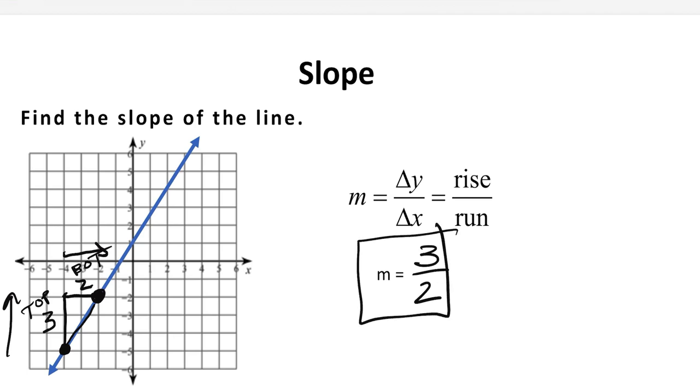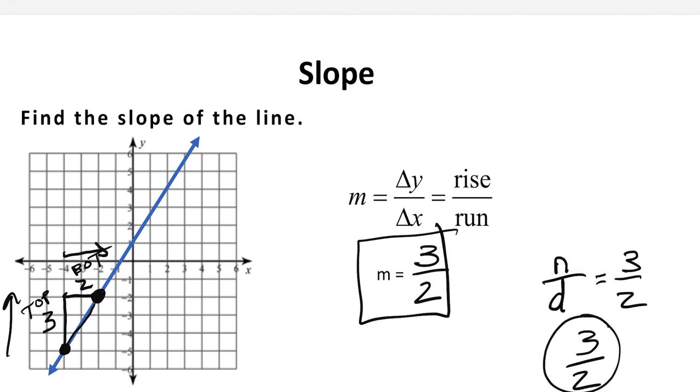3 over 2. If you use an N over D button on your calculator, if you have one, and you type in 3 over 2 and press enter, it will spit out 3 over 2. You can do that with all your fractions, and it will simplify it for you in a calculator also.